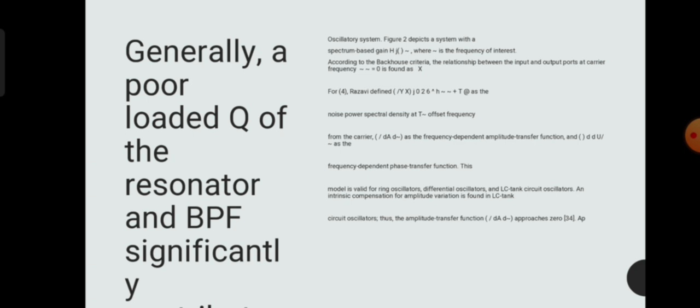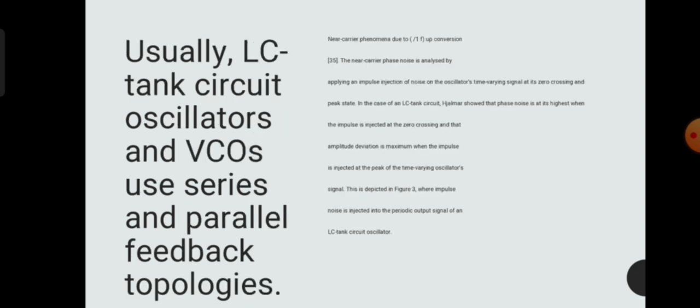This model is valid for ring oscillators, differential oscillators and LC tank circuit oscillators. Compensation for amplitude variation is found in LC tank circuit oscillators, thus the amplitude transfer function approaches zero. Usually LC tank circuit oscillators and VCOs use series and parallel feedback topologies.